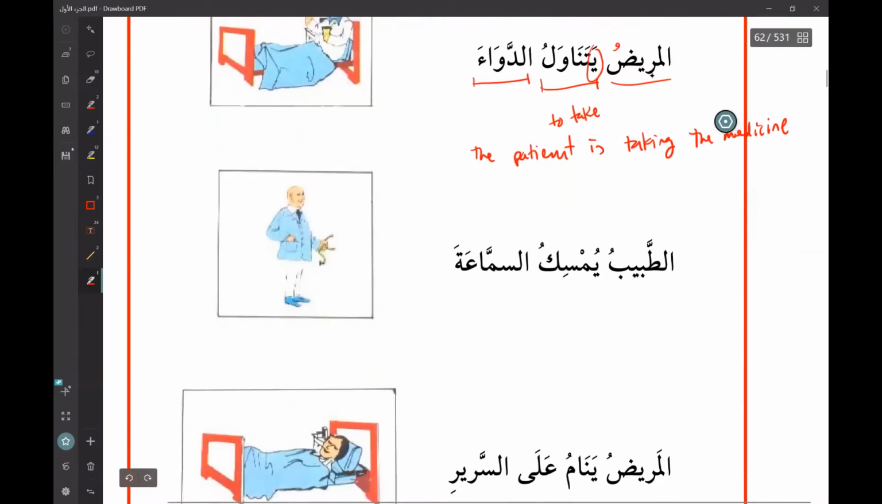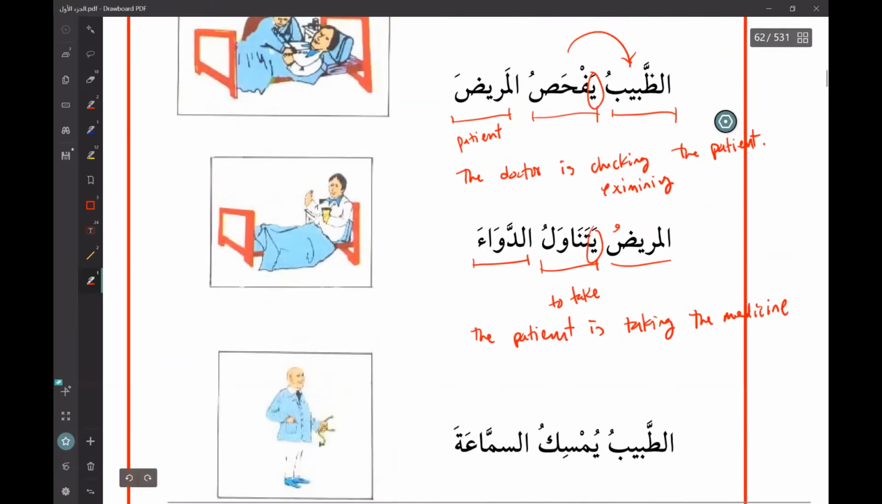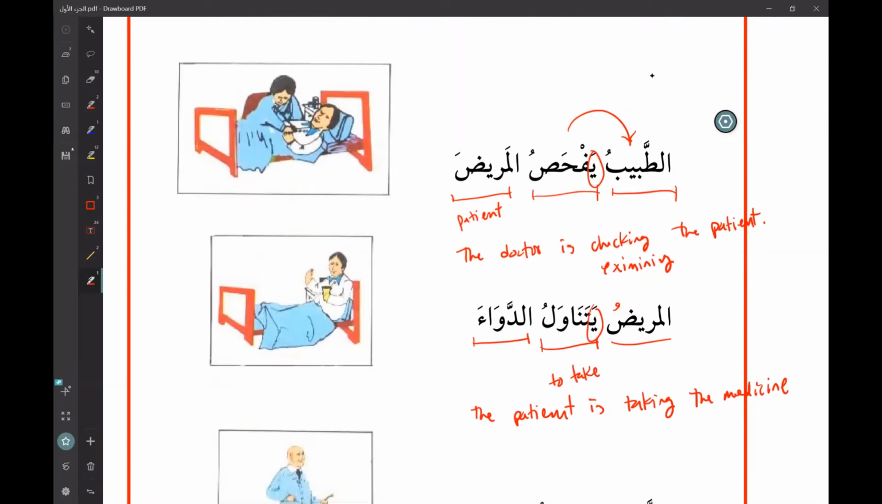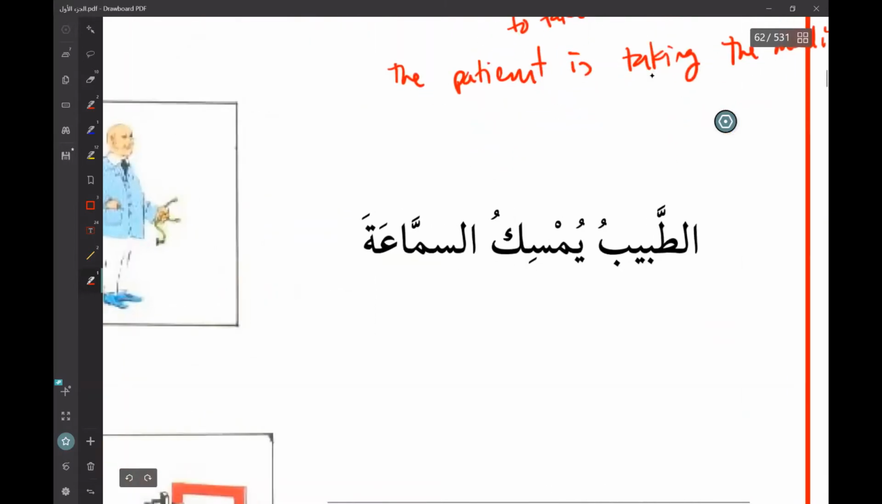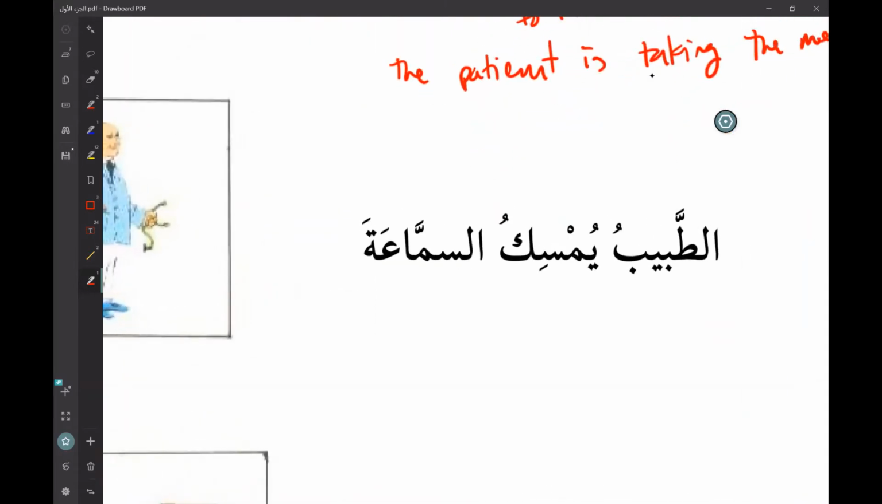Then we have at-tabibu yumsiku as-samma. Okay. So by the way, we know these rules: when we have an object, it gets a fatha, right? And when you have a subject, it gets a dhamma. For example, in the sentence that we have here, at-tabibu yumsiku. Yumsiku is what? To hold something. Okay. So now who's holding? How do we know who's holding? We look for the dhamma. So at-tabibu, he's the one who's holding.